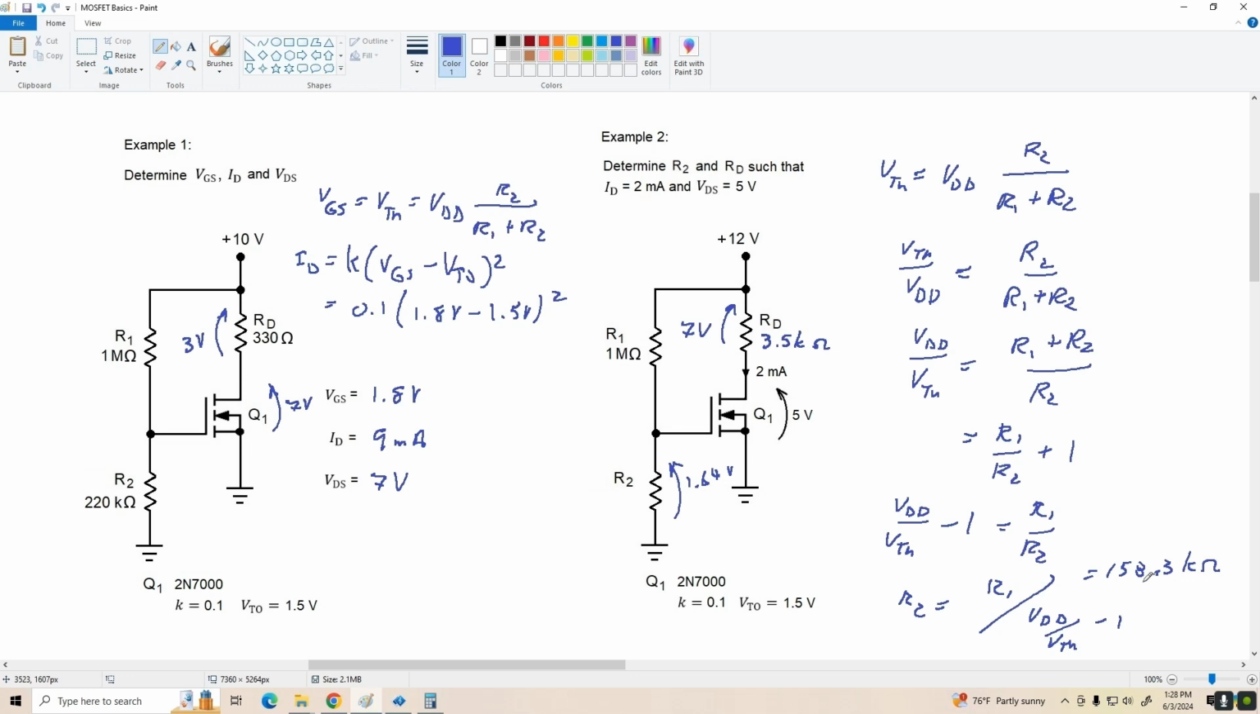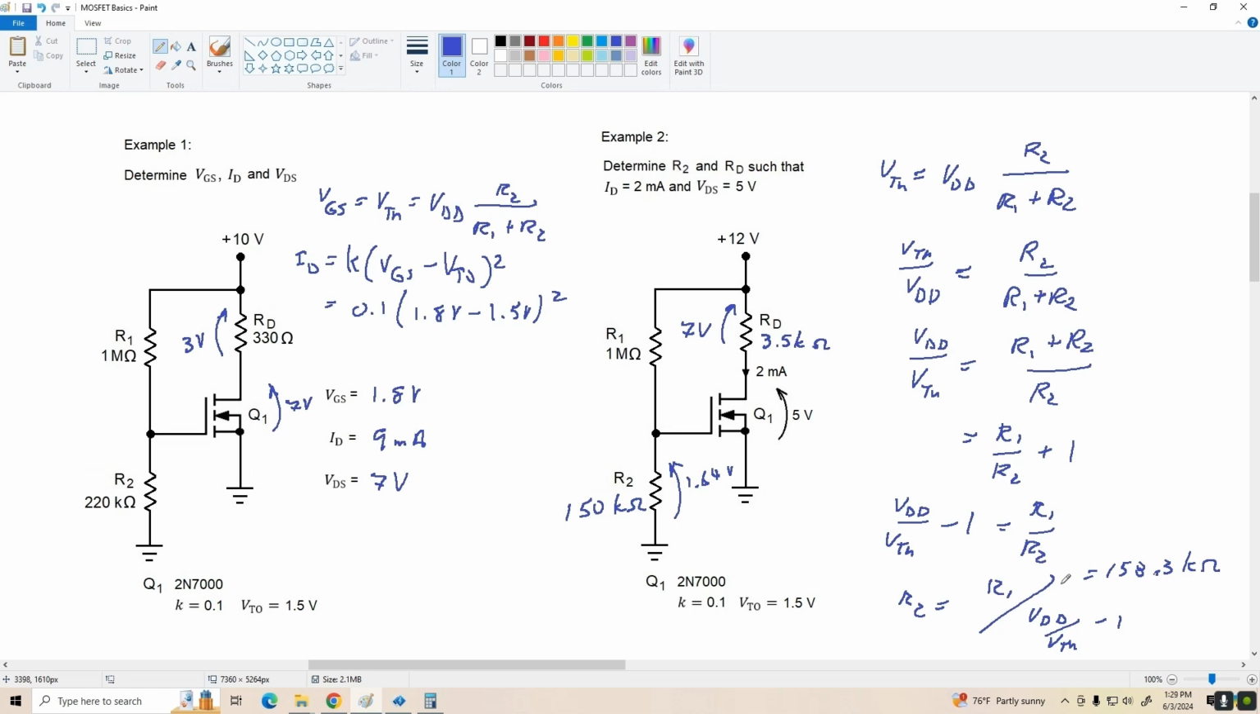I don't know that that's going to work too well, but we could give it a shot. We'd like to use 158.3 if possible. So we could trim this with a potentiometer or something, but unfortunately it doesn't work out to a standard value, and that happens. So, you know, we just have to work around it. But there's two examples of fixed gate biasing. It's not very practical, but it is relatively simple.